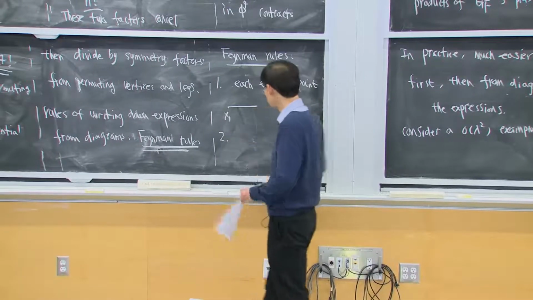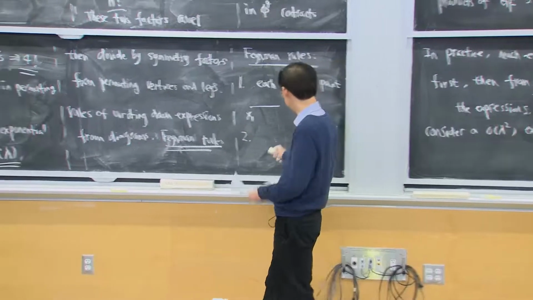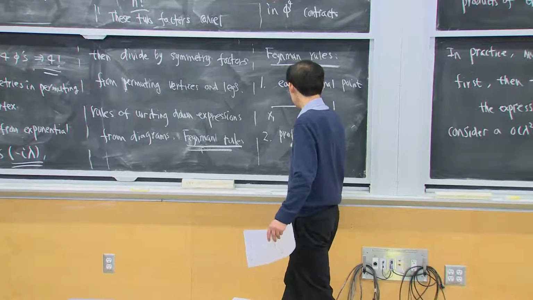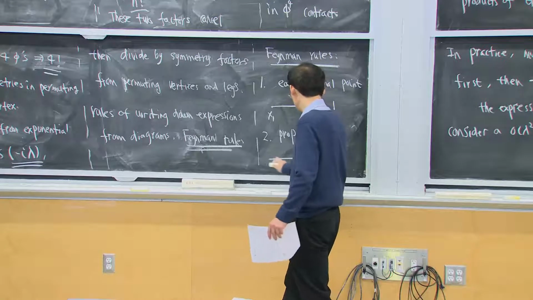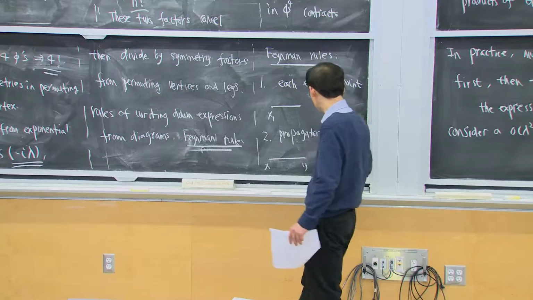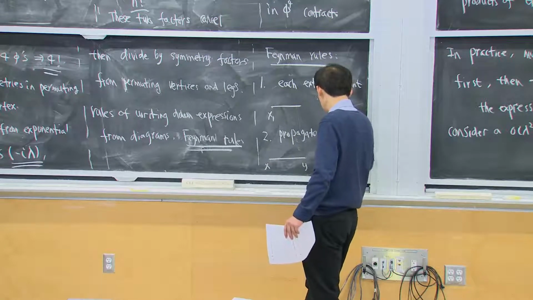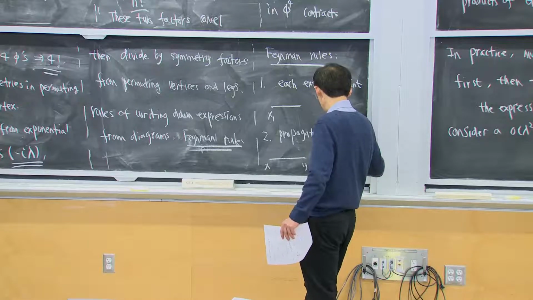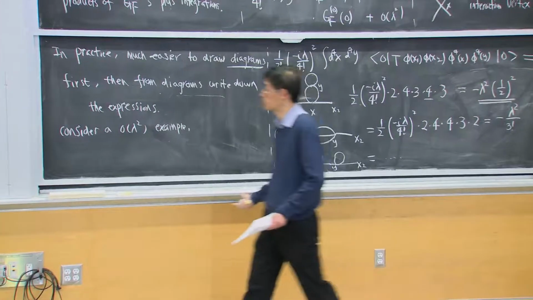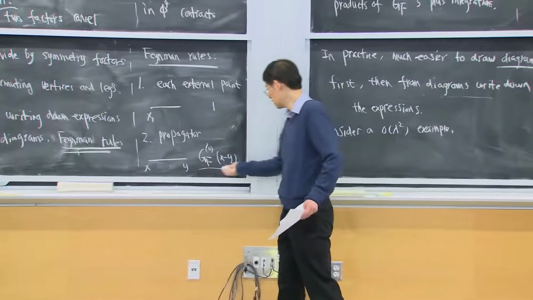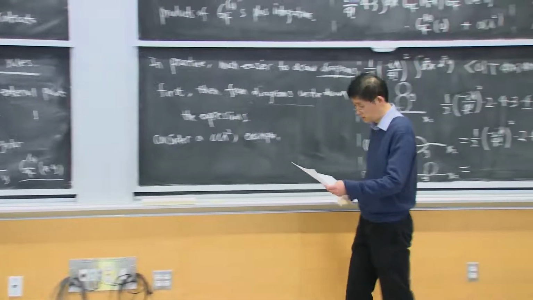And then for each propagator, the propagator we already wrote down. If you have 2 endpoints, then that corresponds to G_F^0(x minus y), okay? So for each such propagator, you can just write down a factor corresponding to G_F(x minus y).